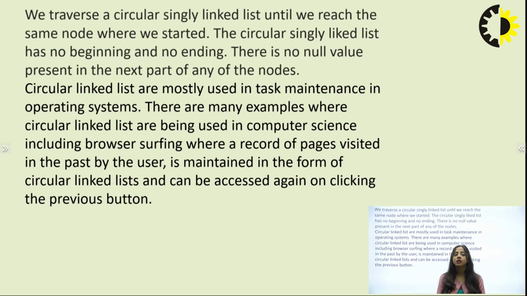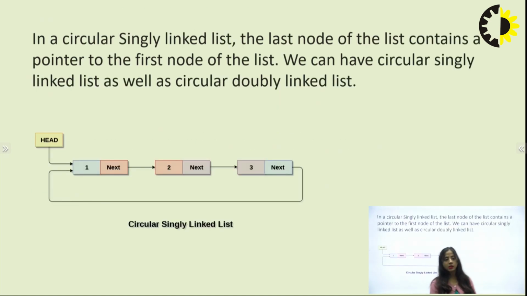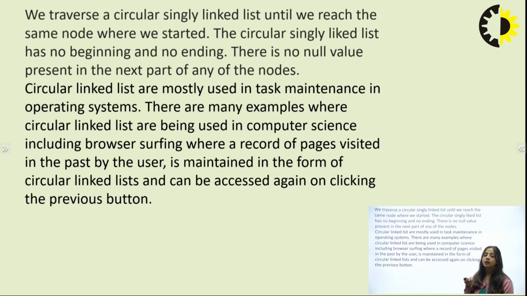See, a circular linked list has no beginning and no ending. From this linked list, you can see that this is a circular linked list. Here, you cannot predict that this is my first node or this is the beginning of this linked list and this is the ending. There is no beginning and there is no end. We just have a head pointer and we just have the last node, right? And how do we traverse this circular linked list? We traverse it till we reach the same node where we started. Okay.